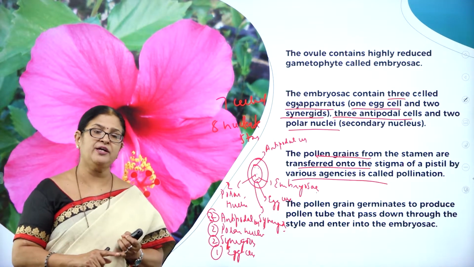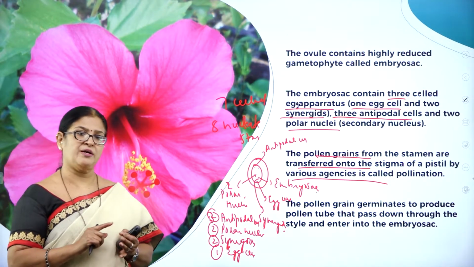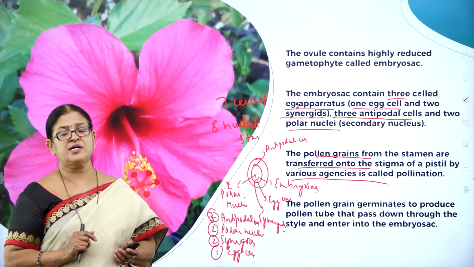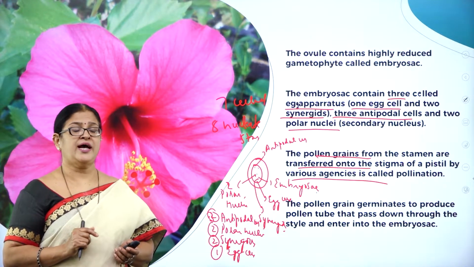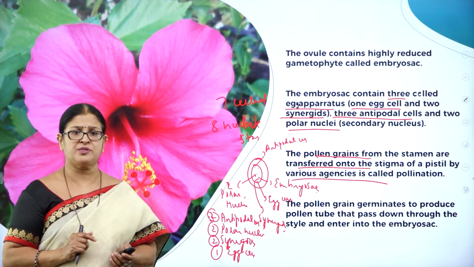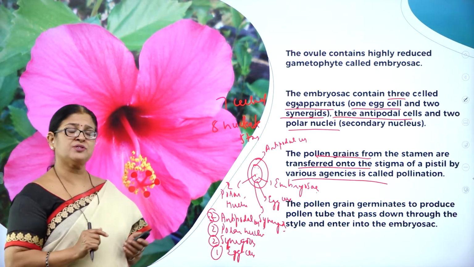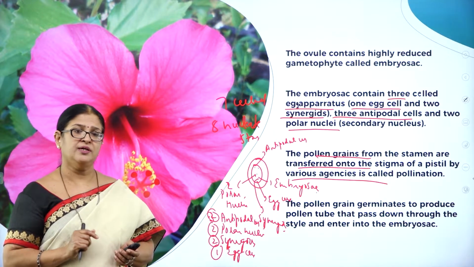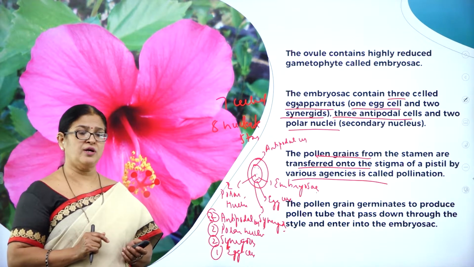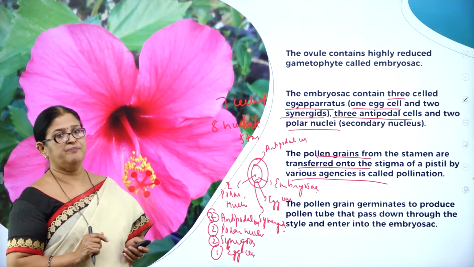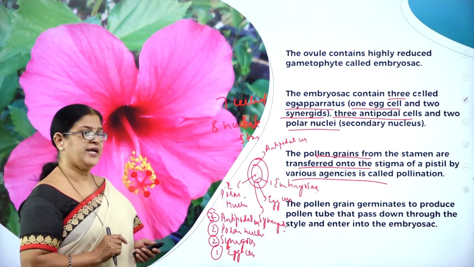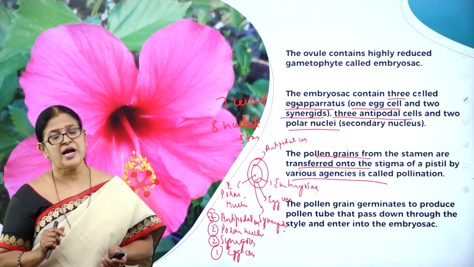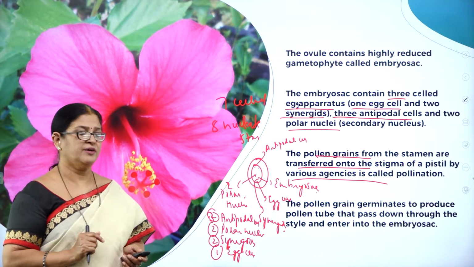It might be wind, or water, or animals, and as we know, three-fourths of the flowers are pollinated by insects. Insects play a very great role in the process of pollination. Pollination through insects is called entomophilous, or you can also use the word zoophilous pollination. Entomophilous pollination, zoophilous pollination, anemophilous pollination, then hydrophilous pollination, right?